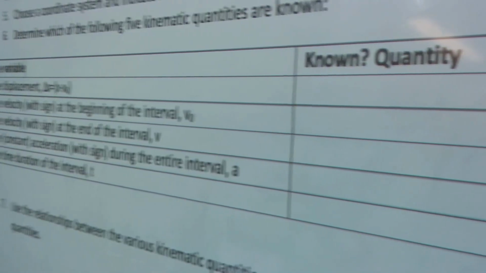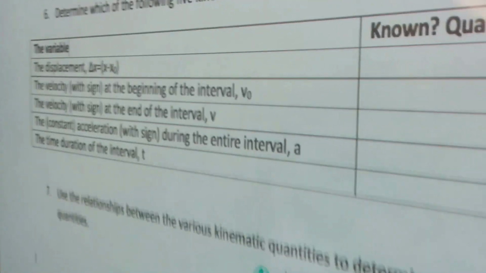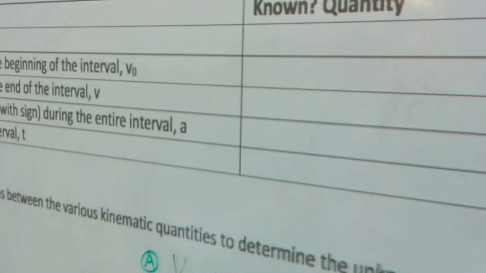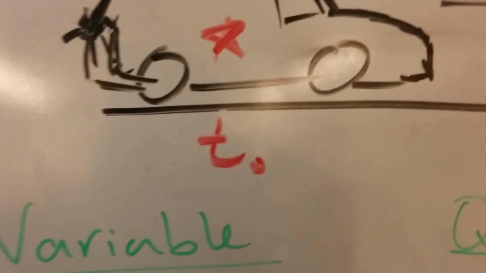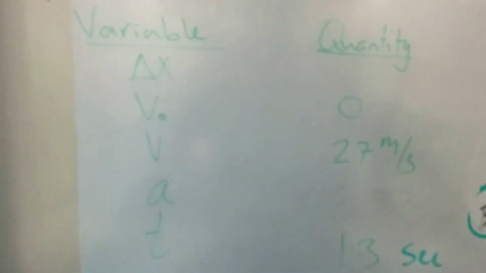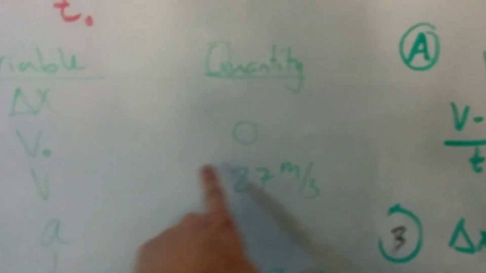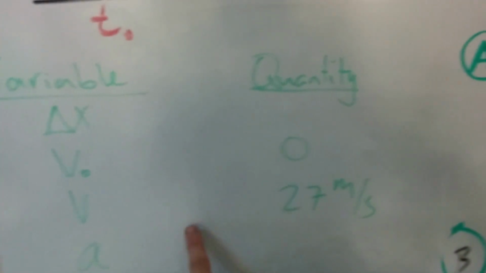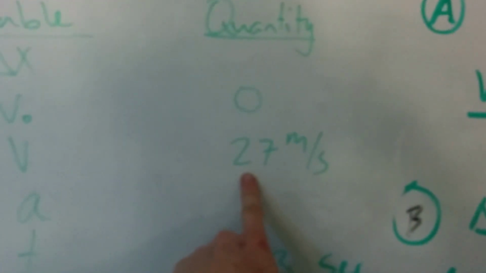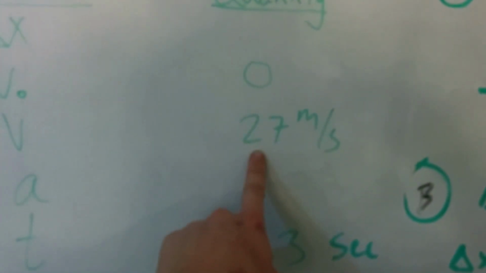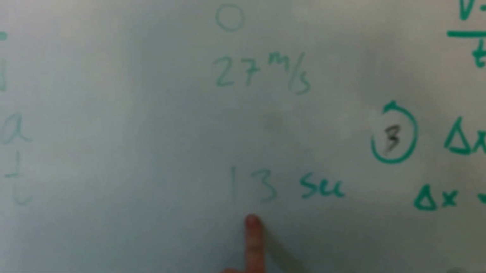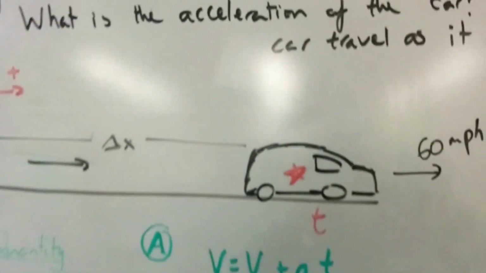The 6th step is to draw a table that looks something like this, where we can list out all of our variables, and on the right, whether we know them, and if we know them, what is the quantity. So I did that here. Got my variables on the left: displacement, initial velocity, final velocity, acceleration, and time. All I know is that it starts from rest, so initial velocity 0, that it moves to 27 meters per second as it accelerates, and it does so in 1.3 seconds. So my first goal is to figure out the acceleration of the car.